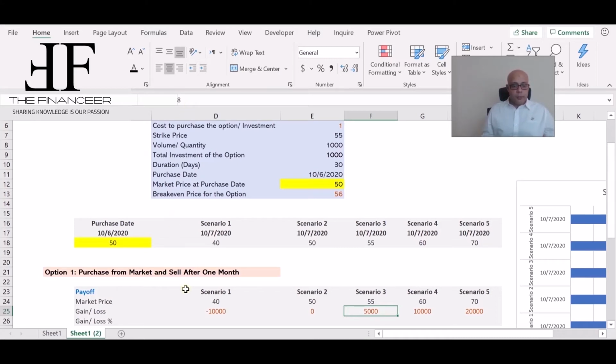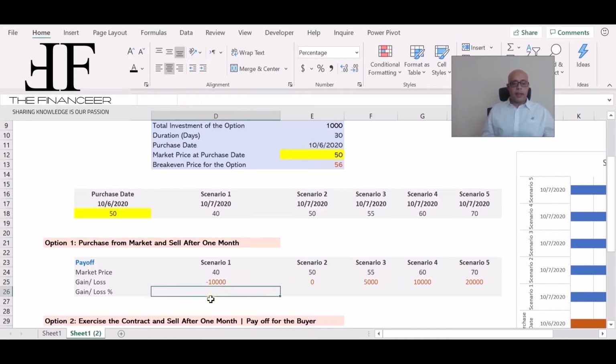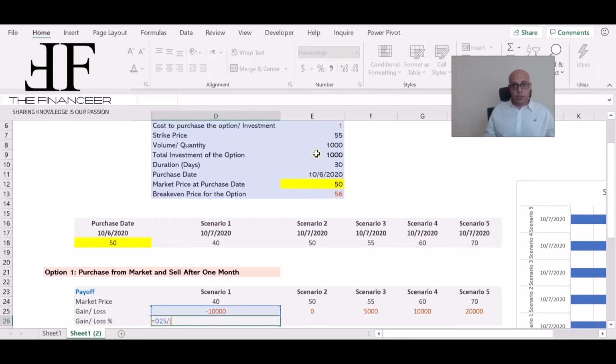So let's now calculate the gain and loss percentage. If your loss in the first scenario is 10,000, how much is this loss as a percentage of your investment? So simply you are going to divide this by the investment that you paid in order to purchase this stock.